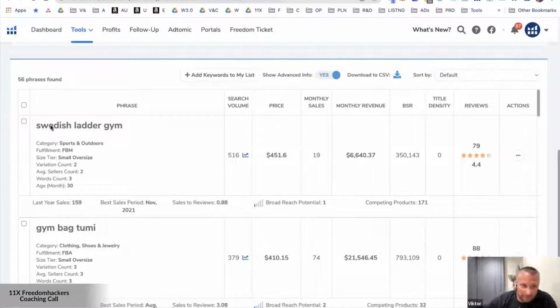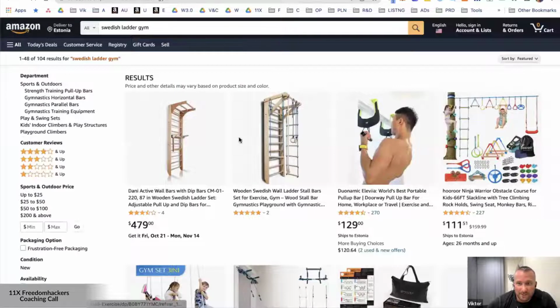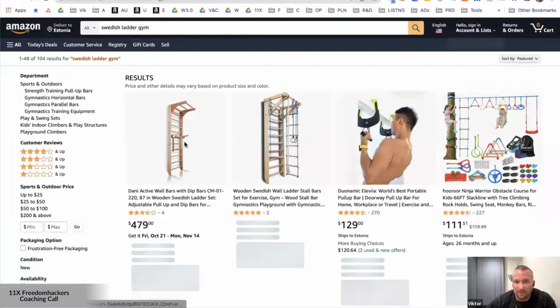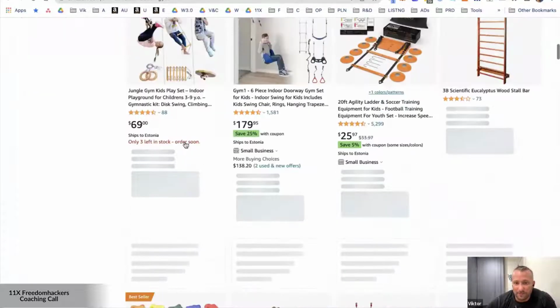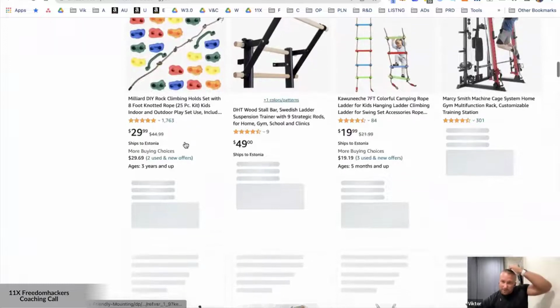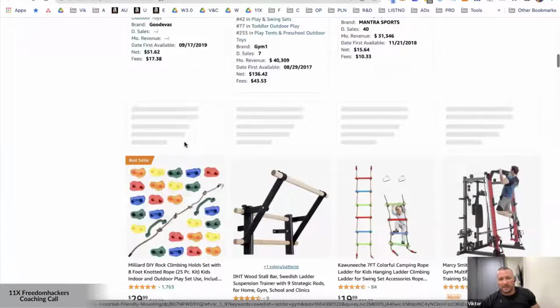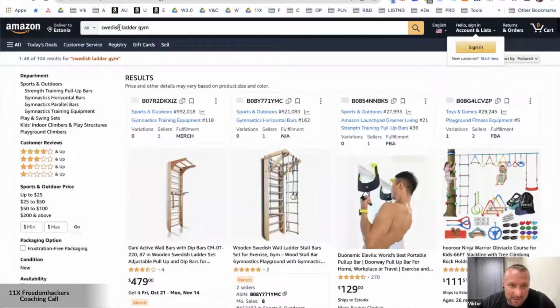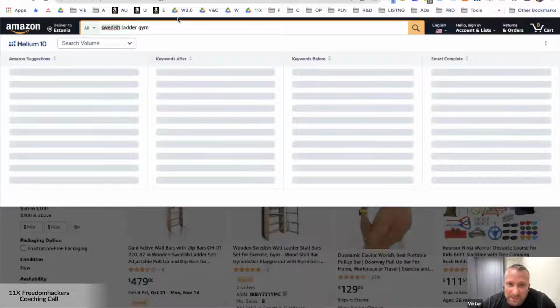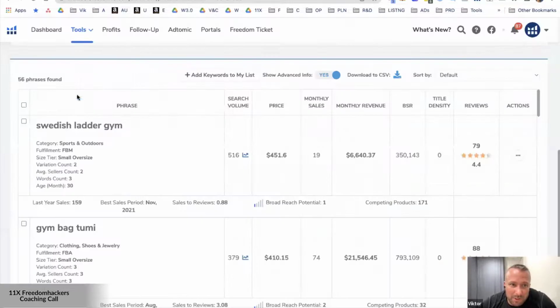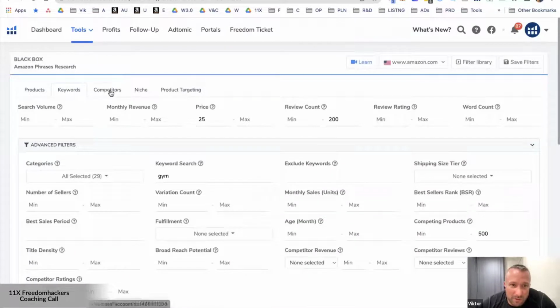This is actually one of the really cool keywords here. You see, it just sells gym things, different types of gym things for the kids. And now you just figure out what types of products are the best selling here. Is it specifically a branded keyword? Seems that it is. What does Swedish mean here? I don't know. But basically, that's how you find markets with this keyword.